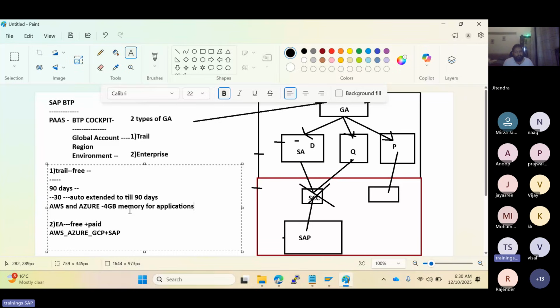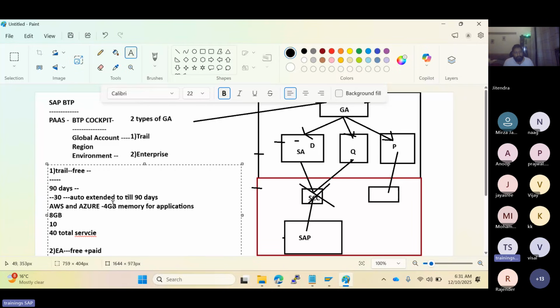It's not like that, sir. The trial account doesn't mean we will get hundreds of GBs. No, no, no. They are providing only 4 GB of memory for applications here, right? So 4 GB for applications, 8 GB for instance memory, and 10 total routes you will get, and a total of 40 services. It's not like all the services. So 40 total services, 10 total routes, 8 GB for the instance memory, and 4 GB that the applications will use.